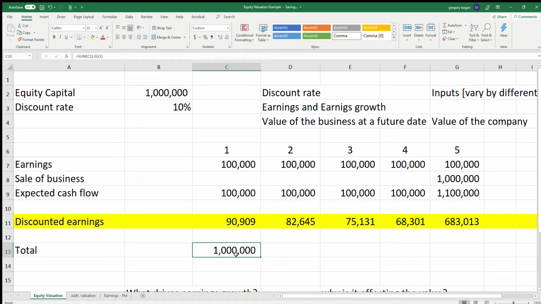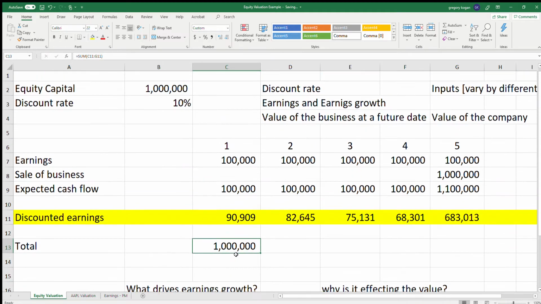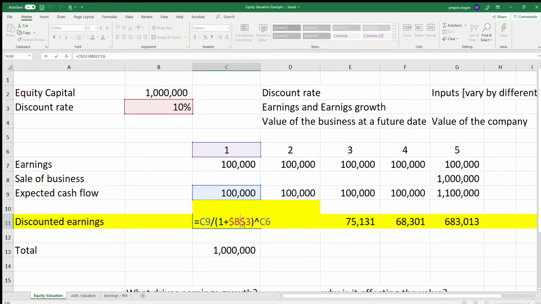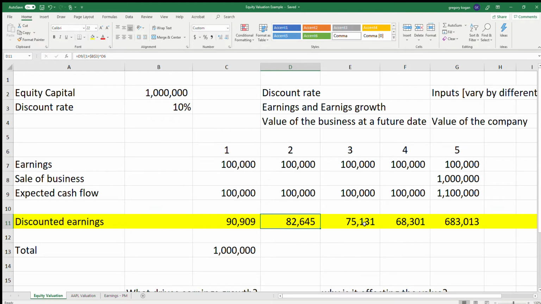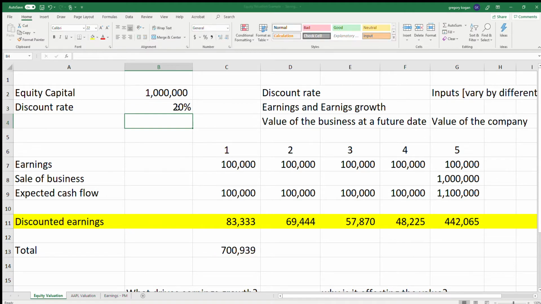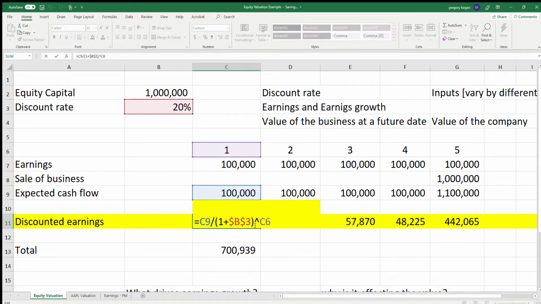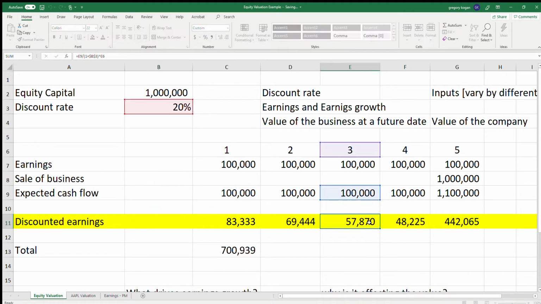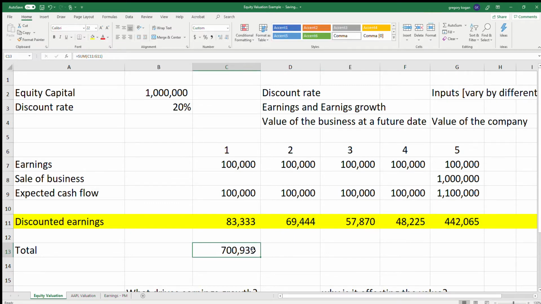The other piece that's very important is the discount rate. Why is the discount rate 10%? Because we keep discounting by that rate going forward. Now, if the discount rate changes to 20%, we're saying, well, there's a much higher risk here, so the value is less. Now, the value is less.